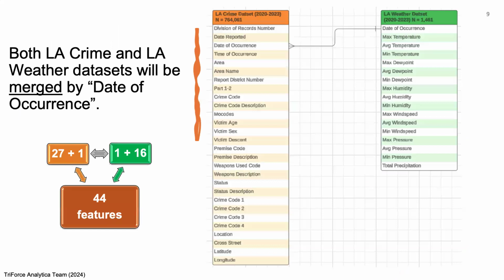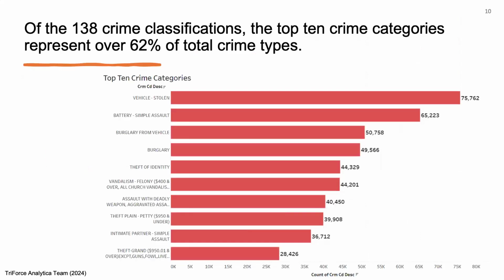Now, since they actually span across the same time period from January 2020 to December 2023, we shall merge both data sets by the date of occurrence variable. Our combined data set will have a total of 44 features. With these, we can predict the crime type and the location or the hotspots of where the crime occurred across LA. We can also understand crime patterns due to weather and other factors. And we can also gain insights on the role of victim demographics in crime prediction. Our next slide, please.